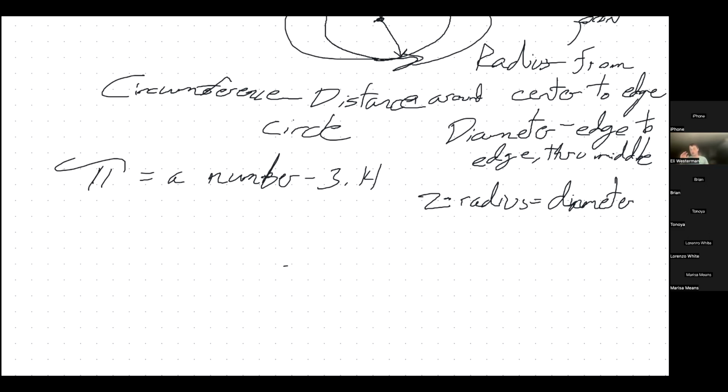We're just going to usually use the symbol for pi. We won't do anything else. Sometimes people use 22 divided by 7 for pi. So if you see that, that's what's happening.